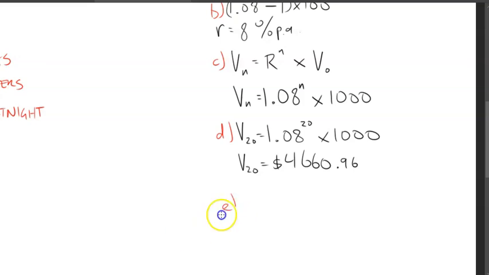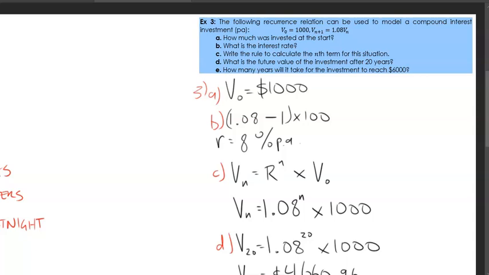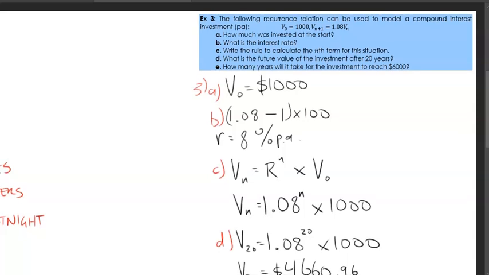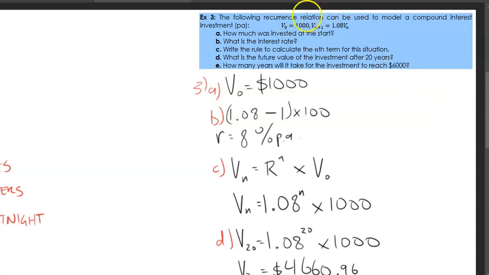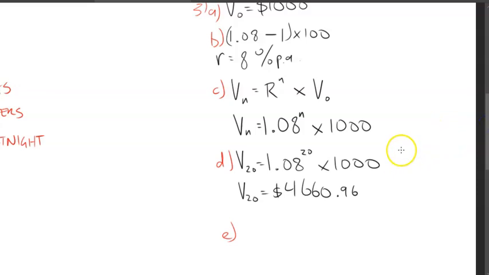Last question, E. How many years will it take for the investment to reach $6,000? Now there are two ways you can use the calculator, but the only problem is, it's not necessarily a problem. We want to be focusing on the actual rule itself. So I can plug this recurrence relation in and then see when it will hit past $6,000.